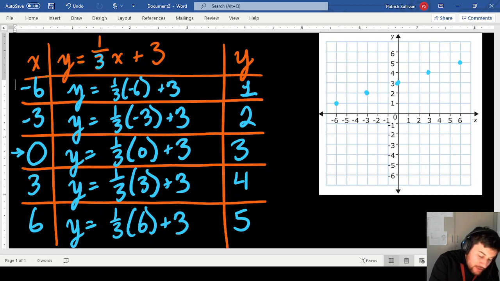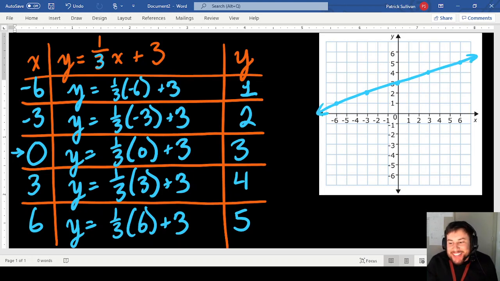Now, the last step is to connect all of those points with a line. I'm going to try and do it as cleanly as I can on the computer. Yeah, it's pretty straight. And then I add arrows at the end of the line. So this was our first video on how to graph a linear function when you have a fraction-based coefficient.